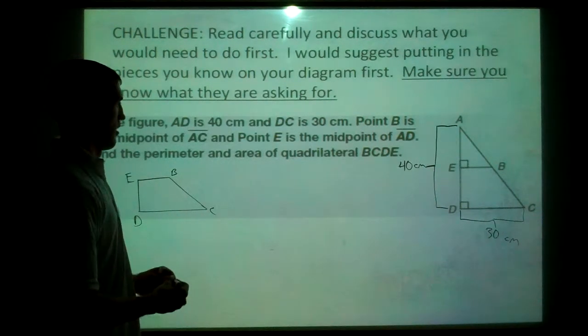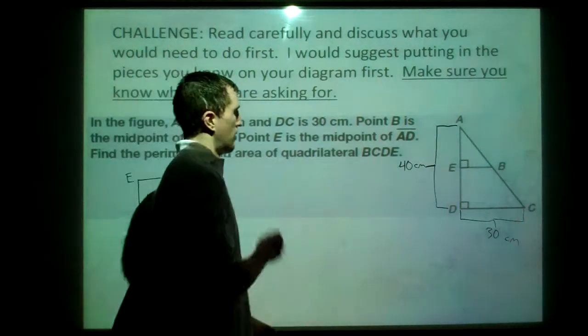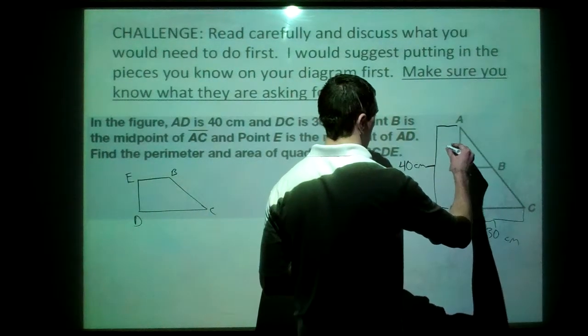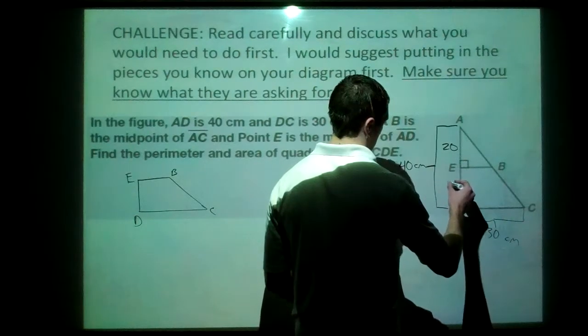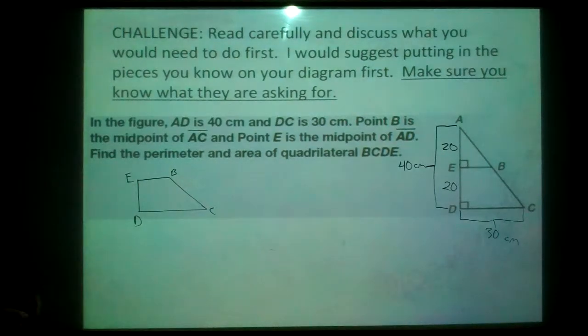Alright, so first thing we need to use is we have the midpoint of AD. That means each of these, A to E is 20, and this is 20, E to D. Okay? So next thing we're going to do is, let's see, do we have everything labeled? Point E is the midpoint of AD, we got that. Point B, C. Okay.